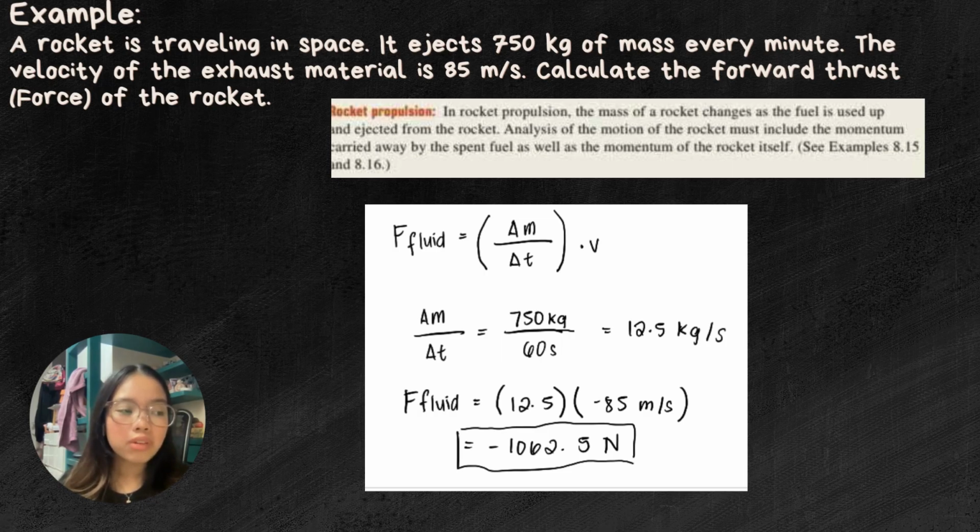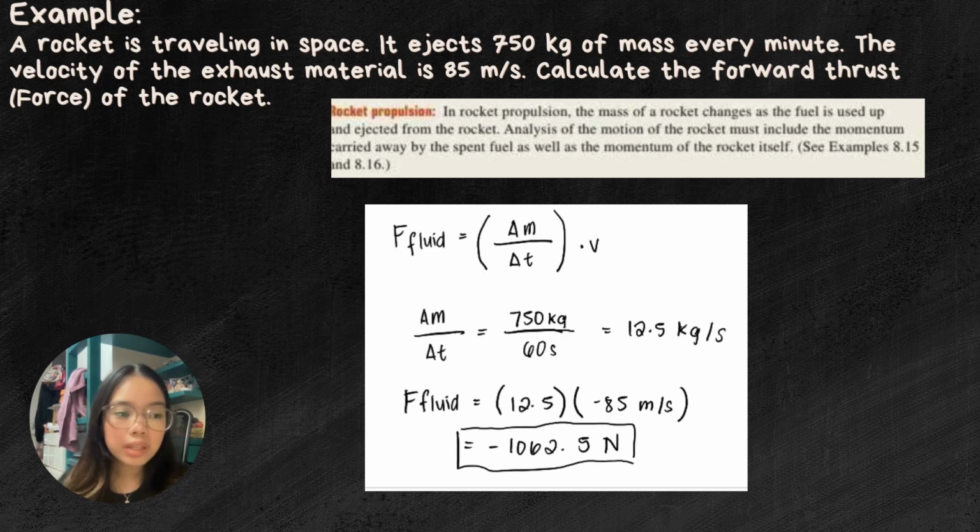The force exerted by a fluid is equal to the mass flow of the fluid, delta m over delta t, multiplied by the velocity of the fluid. We have to find the mass flow in kilograms per second. Delta m, the change in mass, is 750 kilograms, over delta t, the change in time, is 60 seconds or 1 minute. So 750 kilograms divided by 60 seconds is equal to 12.5 kilograms per second.